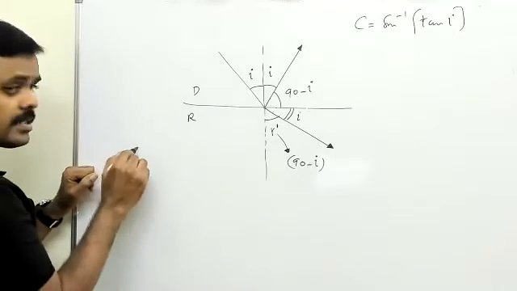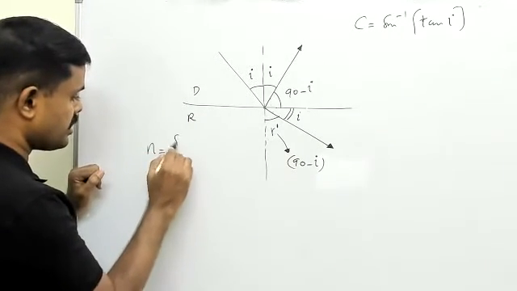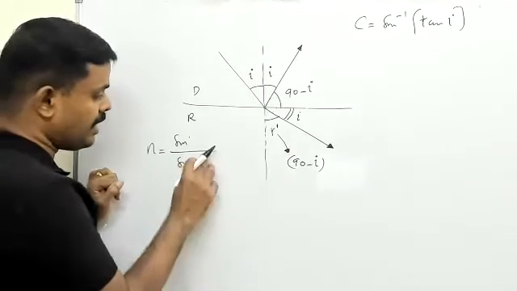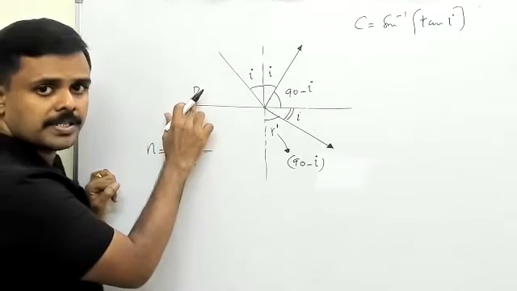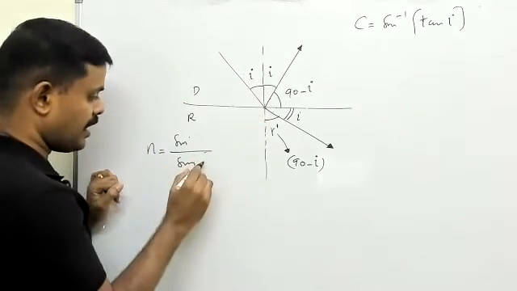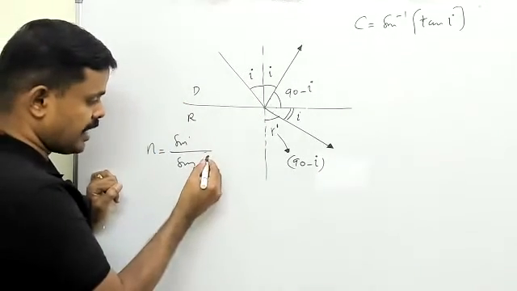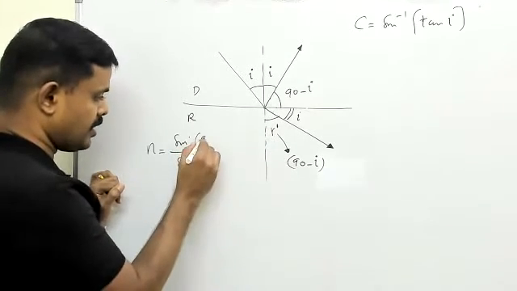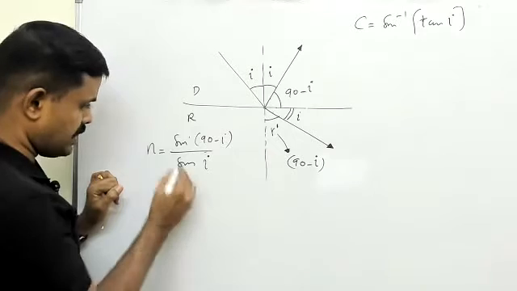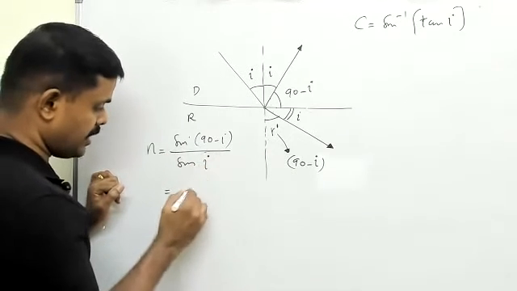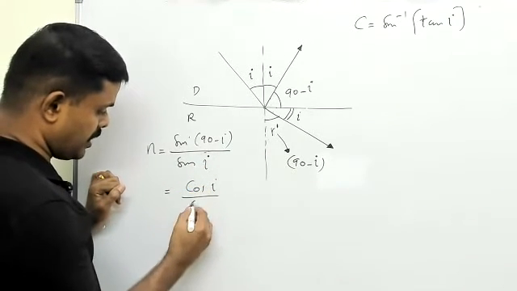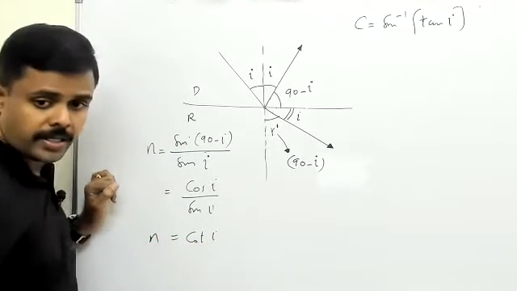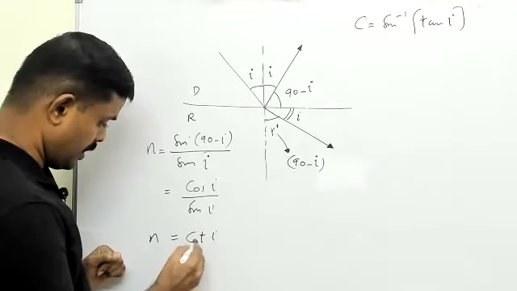Let us write Snell's law now. How do you write Snell's law? I told you to write sine by sine. What is the angle in the denser medium? Denser medium is this. Angle in the denser medium is I, and that should be in the denominator. What is the angle in the rarer medium? R dash, that is 90 minus I. Sine 90 minus I, you learned that in class 10, is cos I by sin I, which is cot I. So n is equal to cot I.